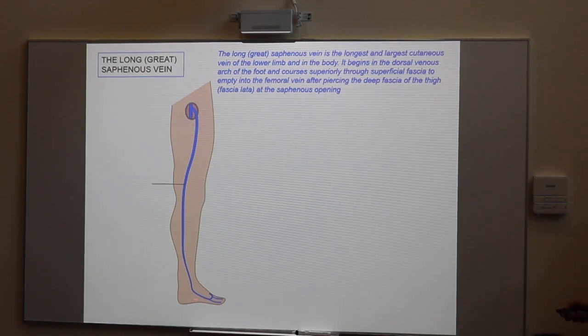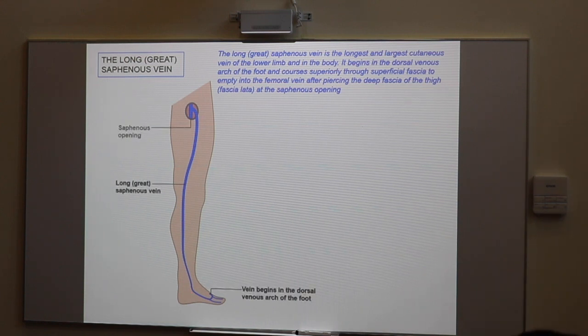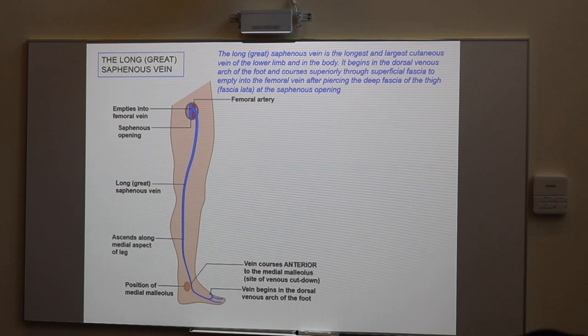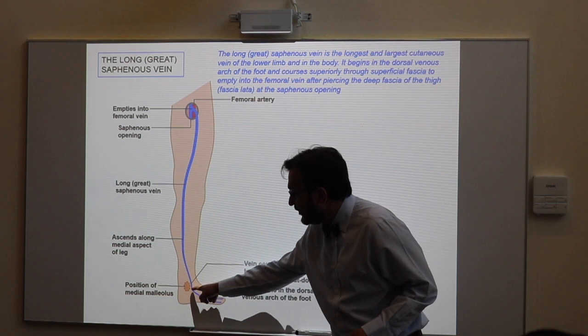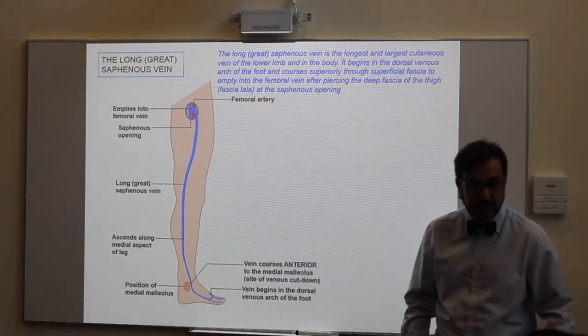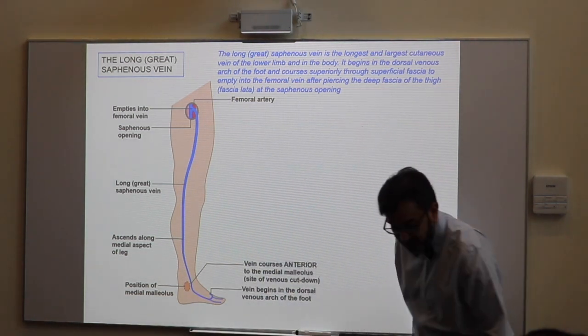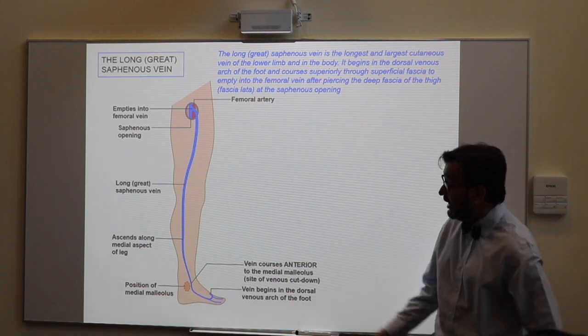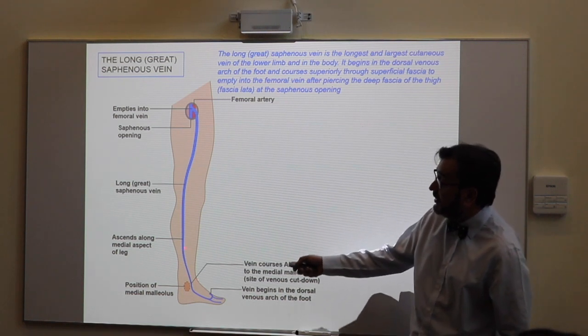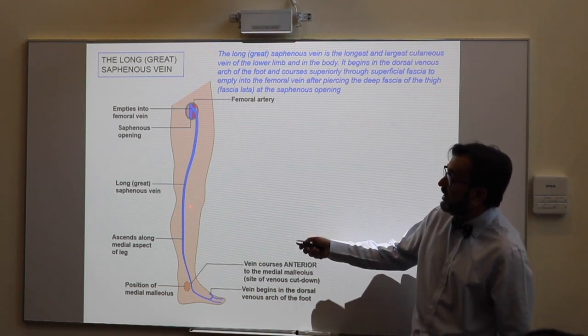This great saphenous vein is going to pass in front of the medial malleolus as it goes up. What is the medial malleolus? It is the bony elevation landmark which you have on the medial side of the ankle. So it passes in front of the medial malleolus, then passes on the medial aspect of the leg.